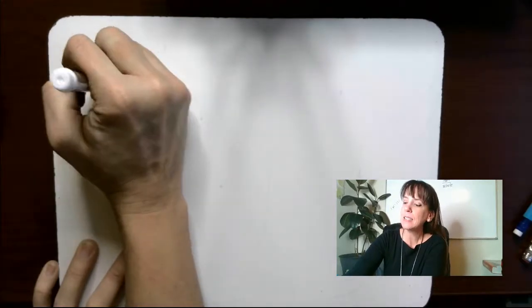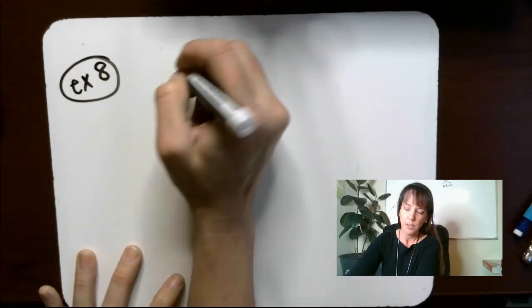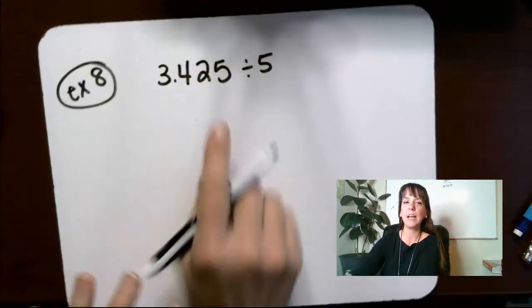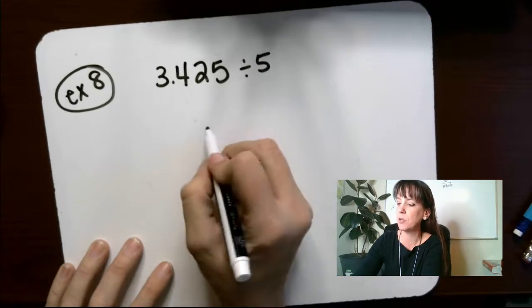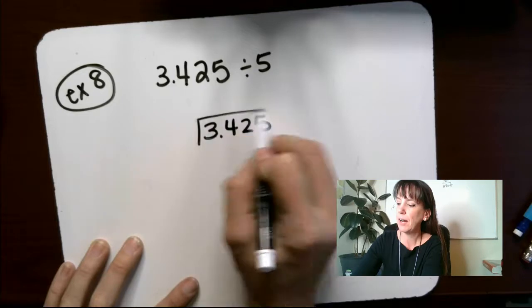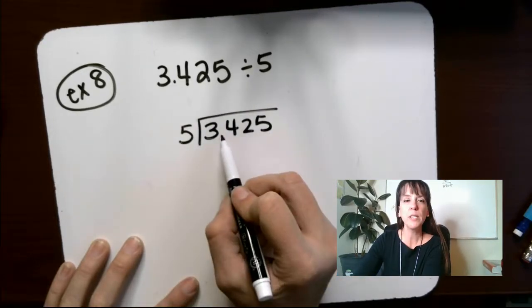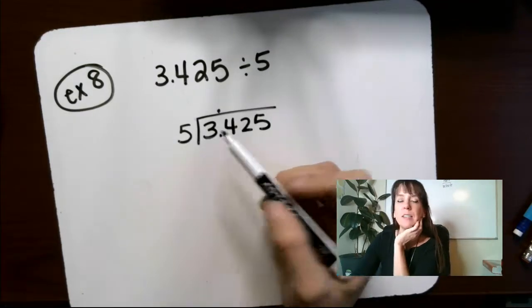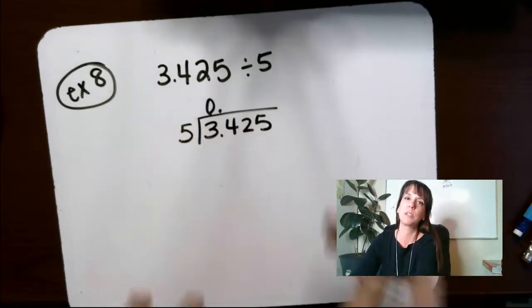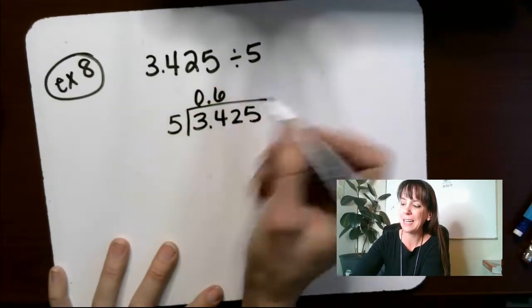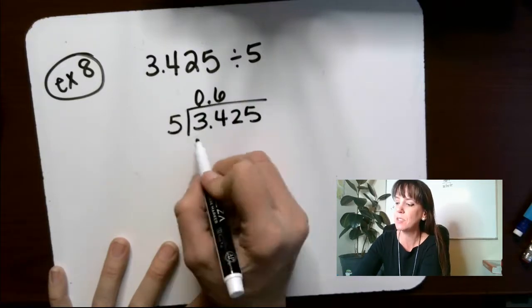Let's look at example number 8. Now we're going to talk about dividing decimals. Example 8: 3.425 divided by 5. If this comes first, it goes underneath the table. So it's going to be 3.425 divided by 5. All we do here is bring our decimal up to here. Now 5 does not go into 3, so you can put a little 0 there if you want to use it as a placeholder. So 5 goes into 34 6 times, without going over. 6 times 5 is 30.